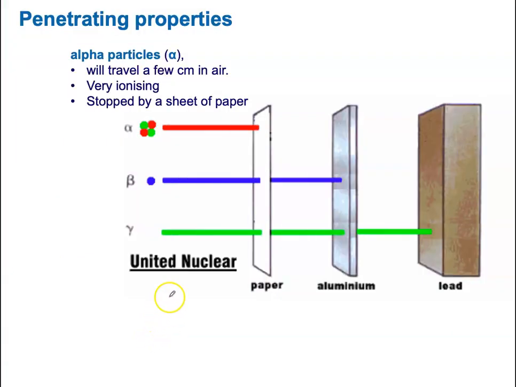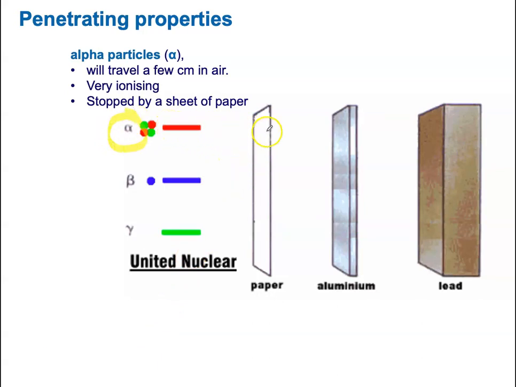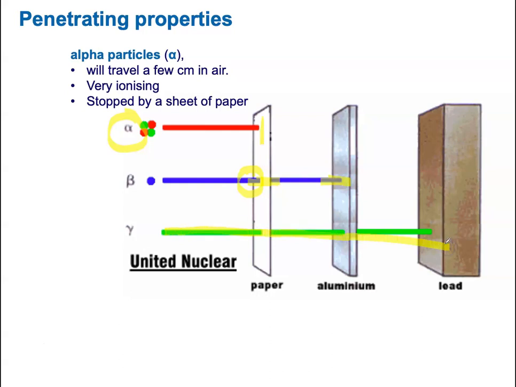So they can be positive or negative. In this diagram, you can see clearly that this is alpha, the red line. It does not go beyond paper, so alpha is absorbed by paper. Beta goes through the paper and it is absorbed by aluminium, meaning it does not penetrate aluminium. So alpha is less penetrating than beta. And finally, if we look at gamma, the green ray, it goes through paper, it goes through aluminium, and it hits lead, and it is absorbed by lead. So what we can confidently say is that alpha is the least penetrating, gamma is the most penetrating.